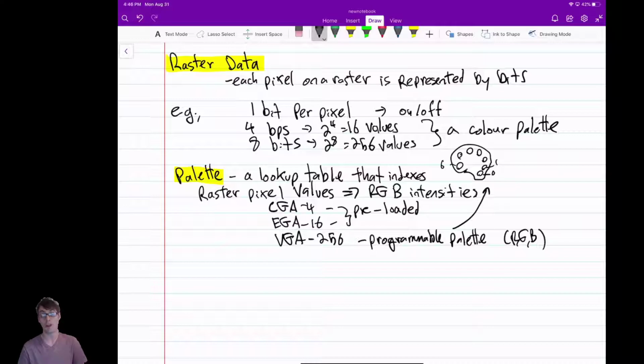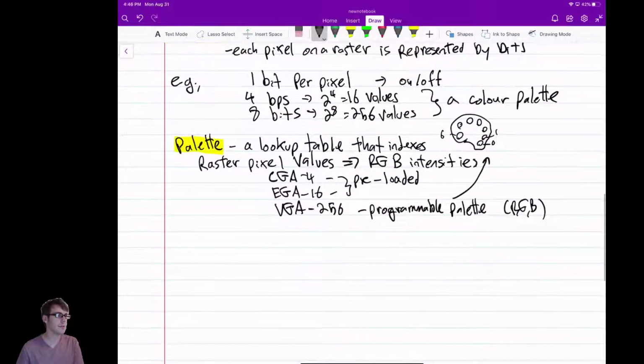Oh, okay, because it's cheaper to have that device. So it's useful to have that scrolled away in the back of your head. So a palette's a lookup table, and yeah, it would kind of look like this.